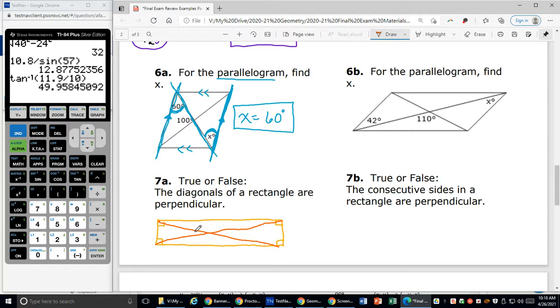Look at my angles here. I know these vertical angles are the same. But are they 90 degrees? Are they the same size as these two angles? No, right? It looks like I've got two acute little angles and two obtuse angles. So the diagonals of a rectangle are perpendicular. Remember, that means 90 degrees. That is a false statement, and this is a counterexample.